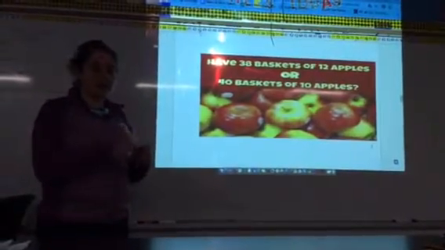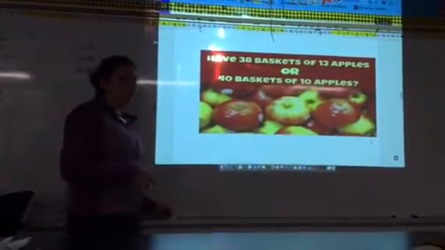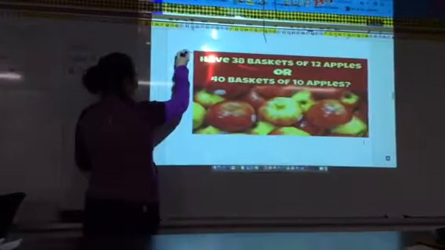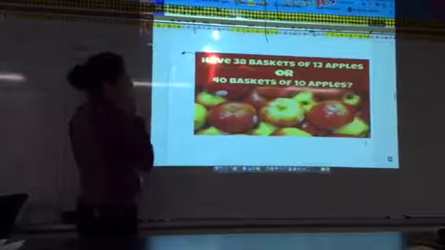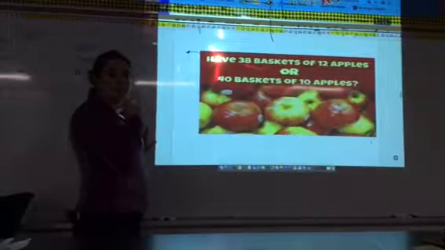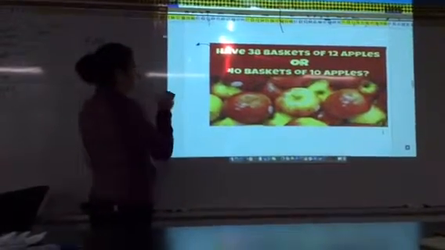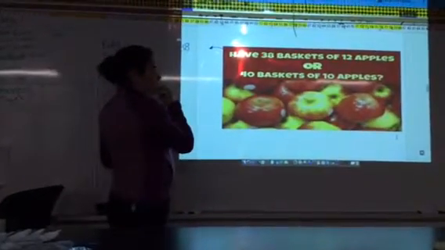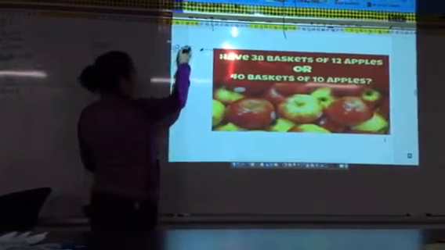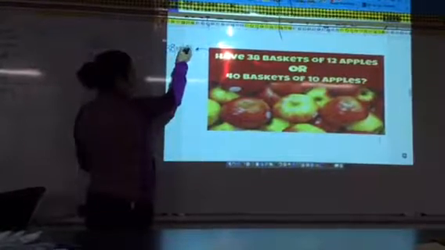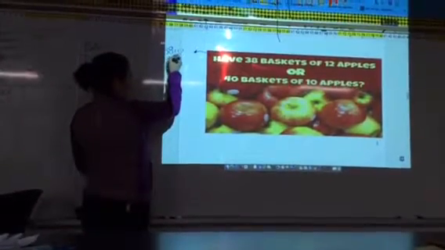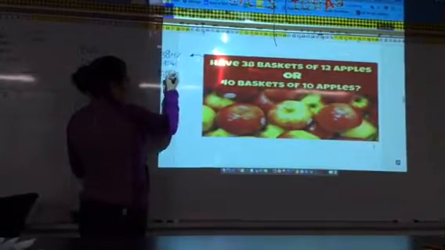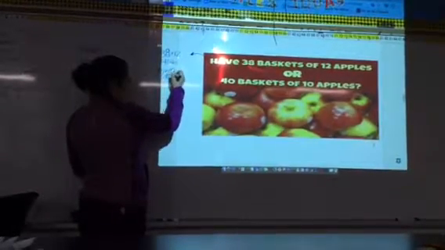Let's look at some solutions that people have come up with. Who can tell me what they have for this problem? Mohab. Well, if you look at it in a simple way, you'd probably do the 38 baskets of 12 apples, so then you'd be getting more apples. Because if you multiply 38 by 12, you get 456. Then if you multiply 40 by 10, you only get 400. So it's just a simple way to get more apples.